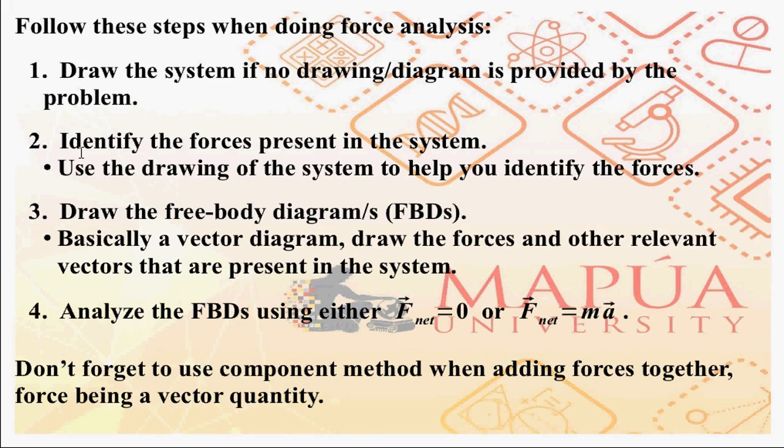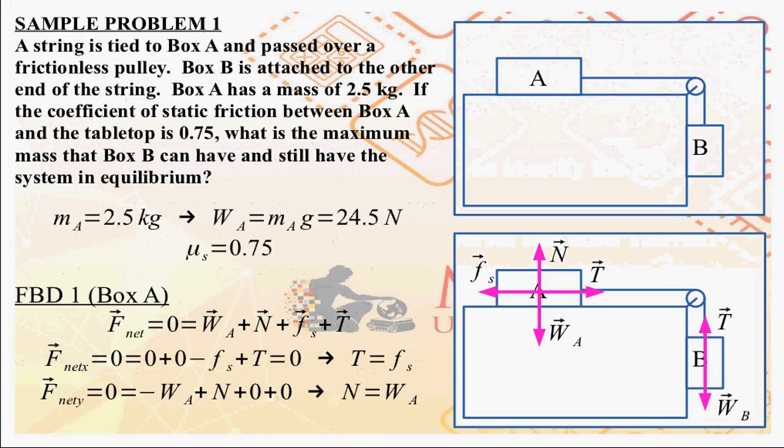Step 2, identify the forces present in the system. Use the drawing of the system to help you identify the forces. There's no applied force. Weight. As long as there is mass, there is weight. Object A has mass. Therefore, it has weight, and weight is always vertically downwards. You have weight A. Box B also has mass. Therefore, it also has weight.